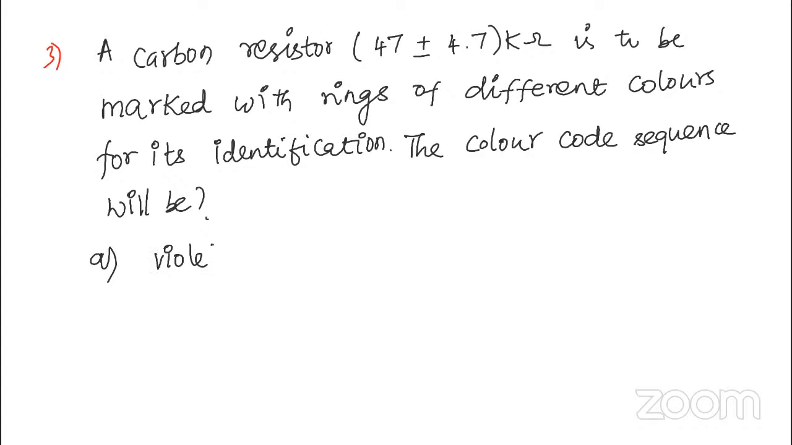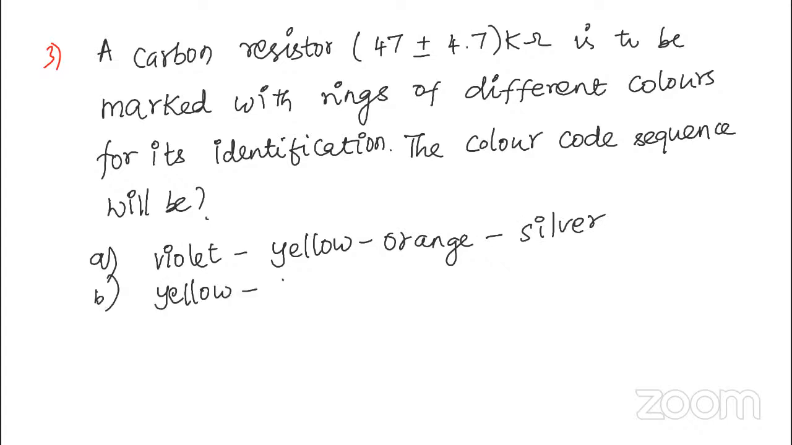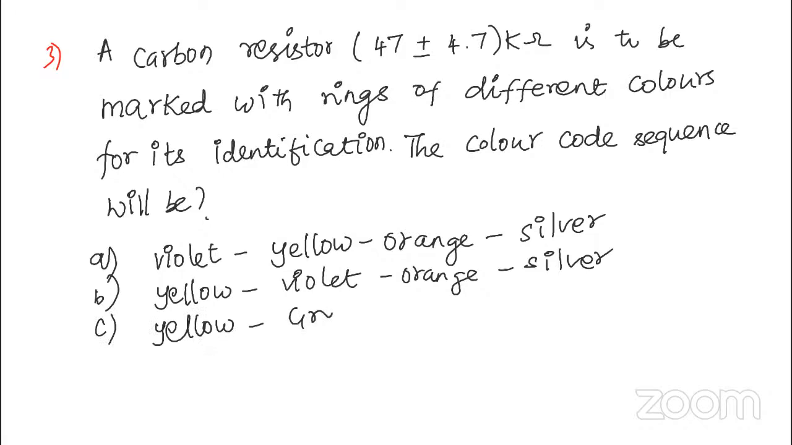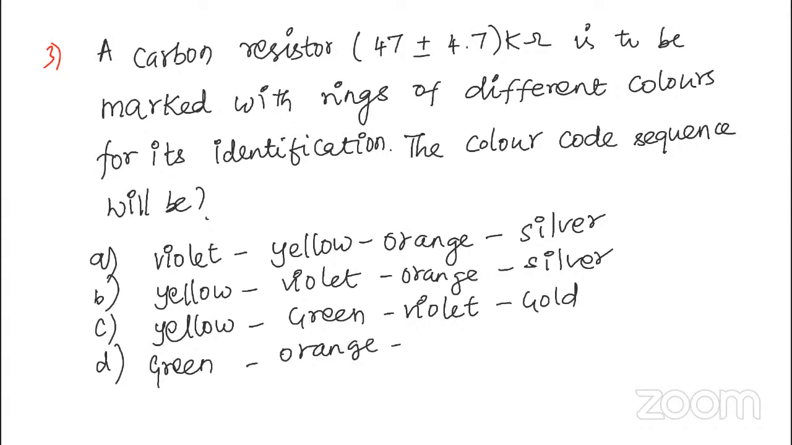violet, yellow, orange, and silver. Option B, it is yellow, violet, orange, silver. And C, it is yellow, green, violet, gold. And D, it is green, orange, violet, and gold.